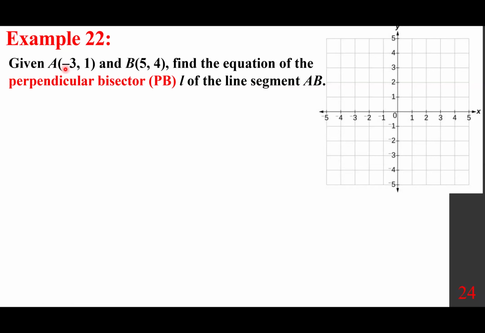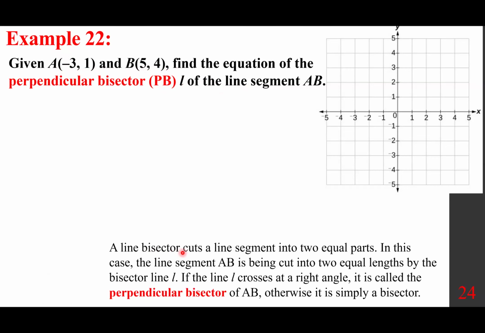Given A having coordinates negative 3 and 1 and B having coordinates 5 and 4, find the equation of a perpendicular bisector, I'm going to call it PB for short, L of the line segment AB. I want to define that for everybody and to see what's going on.